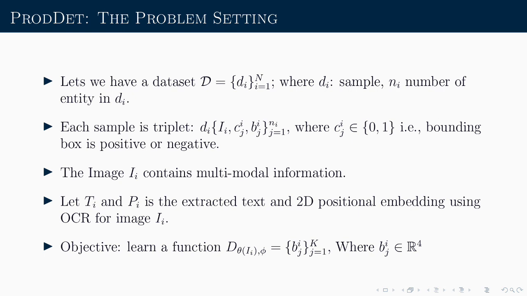Positive bounding boxes are the bounding boxes which enclose their entities closely, and the negative bounding boxes are the boxes which are random in nature and can be anywhere in the page. They may include text from one entity and image from another entity. So we call them negative sample bounding boxes. Let Ti and Pi be the extracted text and 2D positional embedding using the OCR for image I. Now the objective is to learn the bounding box coordinates of entities for each image I.